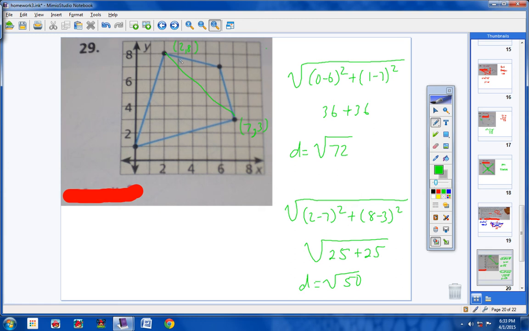So in order to find the area of this kite, I would have 1/2 times the square root of 72 times the square root of 50. So that's a big calculator problem there. If you take the square root of 72 times the square root of 50 and multiply it by 1/2, you get exactly 30. You get 1/2 times 60, which would give you 30 square units. Okay, so not too bad. Number 30.